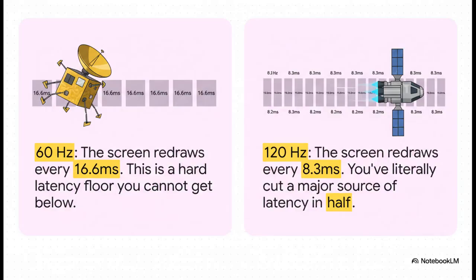Most devices you see out there run at 60 Hz. That means the screen redraws itself every 16.6 milliseconds. That's a hard limit, a latency floor you just can't get below. But modern devices support 90 or even 120 Hz. At 120 Hz, that cycle drops to just 8.3 milliseconds. You are literally cutting one of the biggest sources of system latency in half. Now, the downside is it uses more battery, so a smart way to do it is to request 120 Hz only during those intense interactions, like when a finger's on the screen.